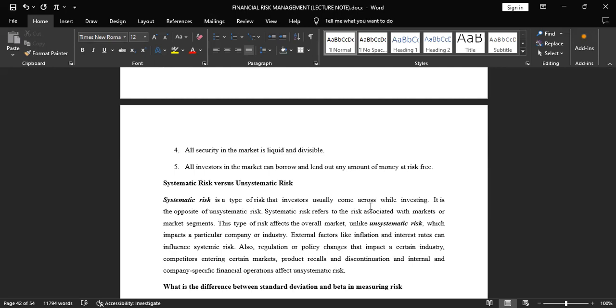Okay, all right. Now we have systematic risk versus unsystematic risk. What is systematic risk? I think I've taught this before. Systematic risks are risks that affect what? That is market risk, and it affects all forms of investment, and it cannot be diversified. That is systematic risk. Then we have unsystematic risk. Unsystematic risk affects a particular firm or a particular industry.